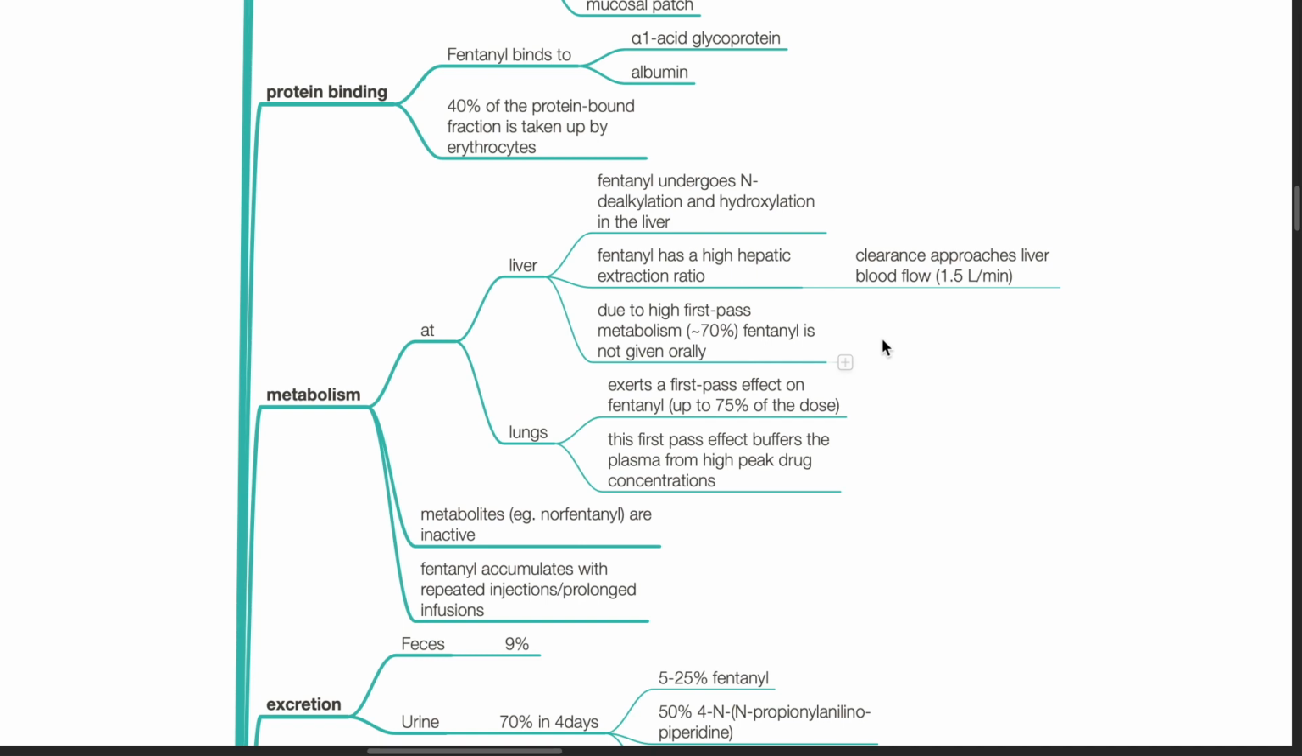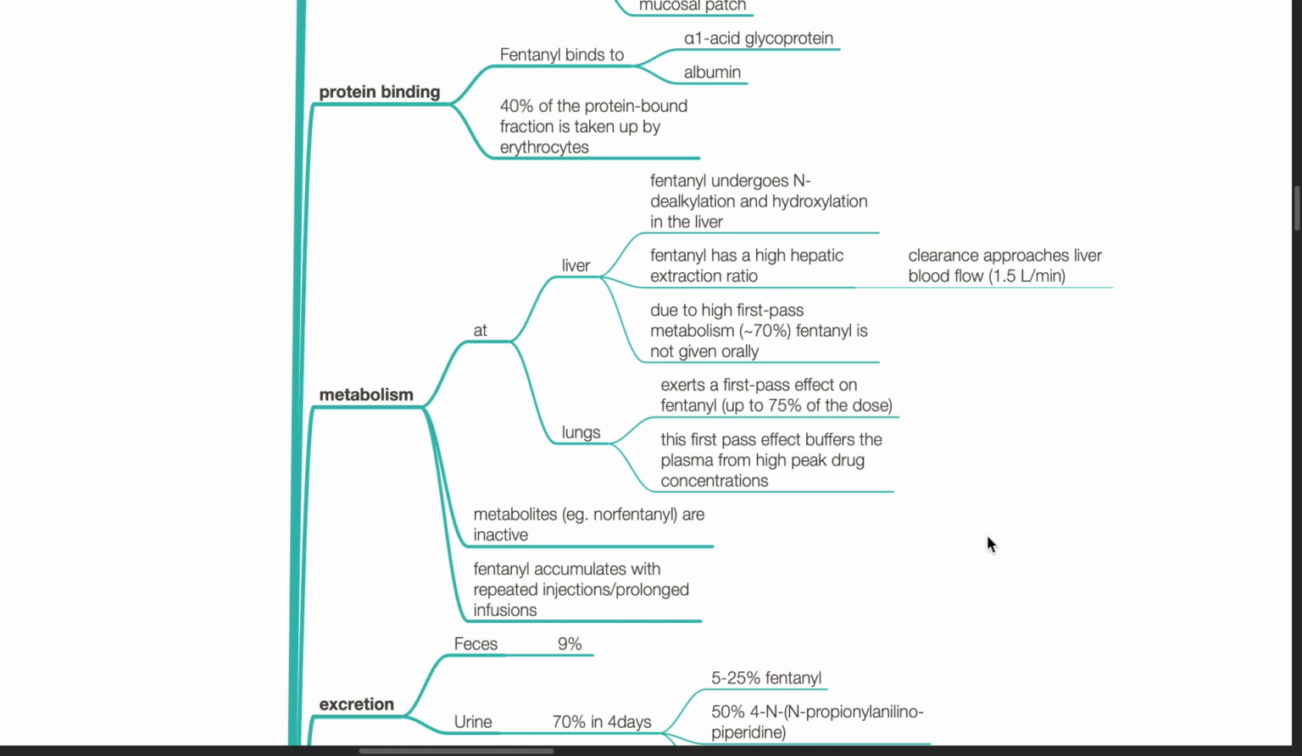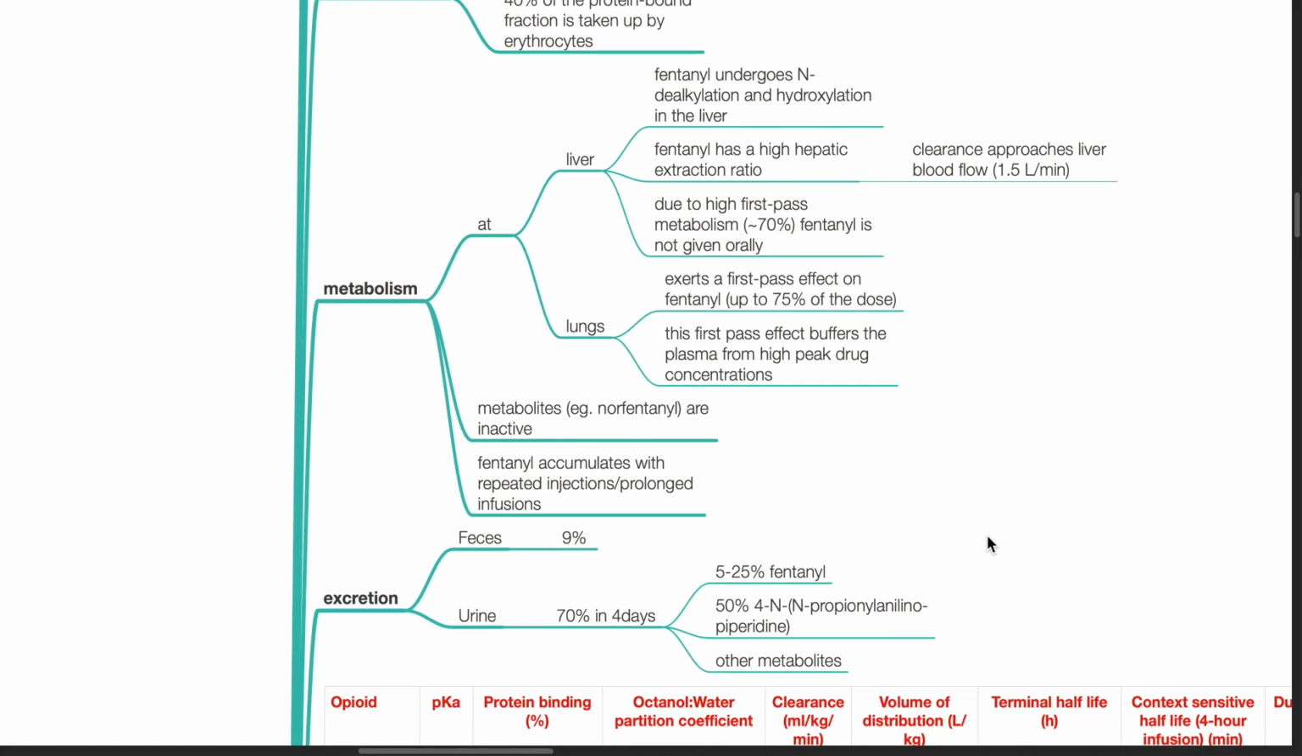Due to high first-pass metabolism of about 70%, fentanyl is not given orally. The lungs exert a first-pass effect on fentanyl of up to 75% of the dose. This first-pass effect buffers the plasma from high peak drug concentrations. Metabolites of fentanyl such as norfentanyl are inactive. Fentanyl accumulates with repeated injections or prolonged infusions.